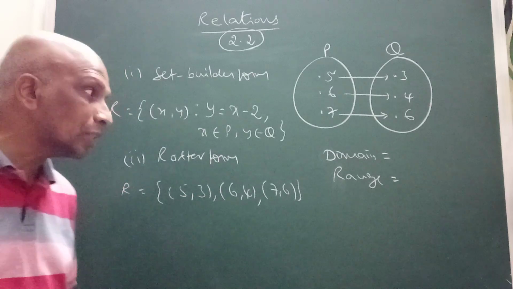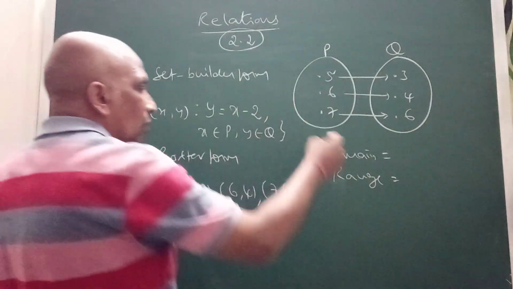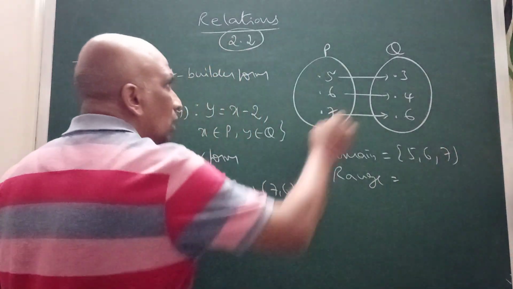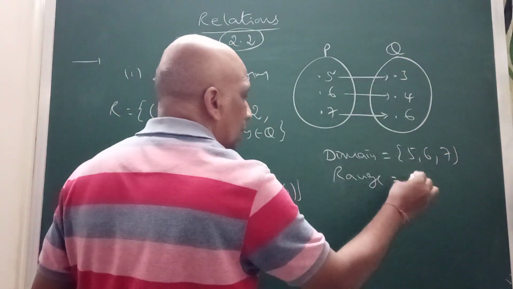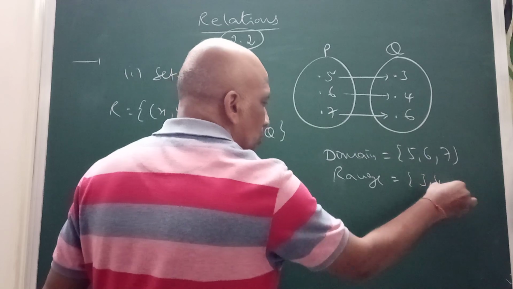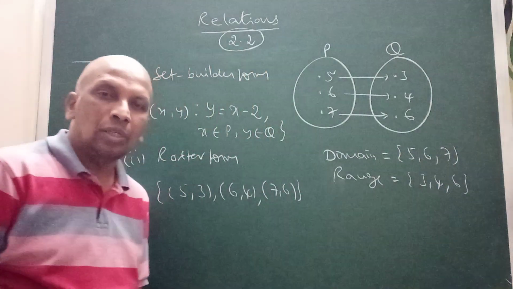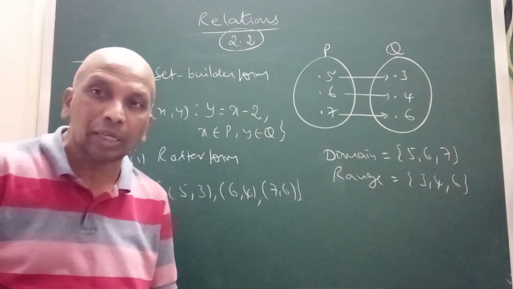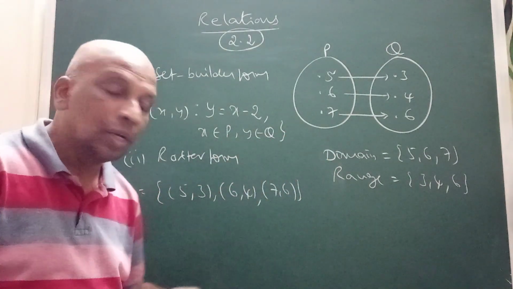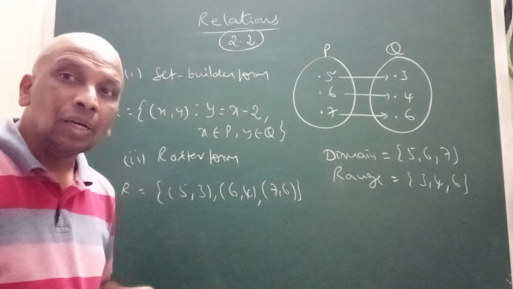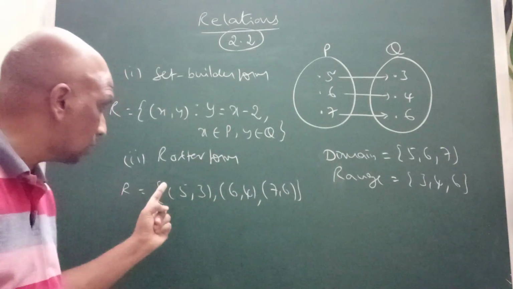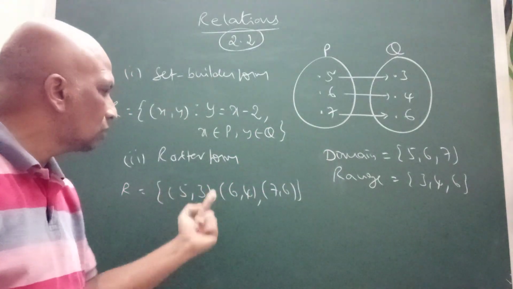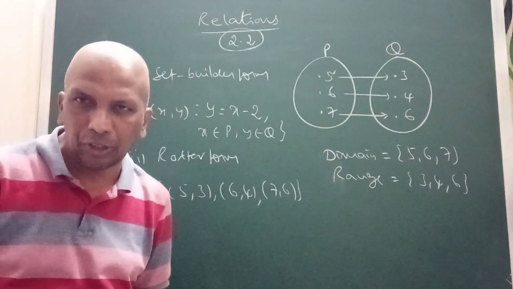After writing roster form, what is the domain of this? So 5, 6, 7, I can write the domain is 5, 6, 7. The range, the second elements, is given: I can write range is equal to 3, 4, 6. The set of second elements in the given ordered pairs is known as range. Domain, in the given relation, the set of first elements of the ordered pairs is known as domain. 5, 6, 7 is the domain, and 3, 4, 6 is the range.